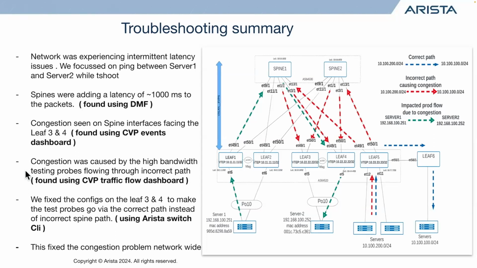And then finally, we logged into the switches directly to figure out there was a misconfiguration on leaf 3 and leaf 4, which was advertising an incorrect /24 route, which was actually drawing all these high bandwidth test probes towards leaf 3 and leaf 4, causing the congestion on spine interfaces facing leaf 3 and leaf 4. Okay, once we fixed this misconfiguration on leaf 3 and leaf 4, we were able to fix the larger congestion problem as well. Okay, so that's a wrap for the troubleshooting scenario we had for today.